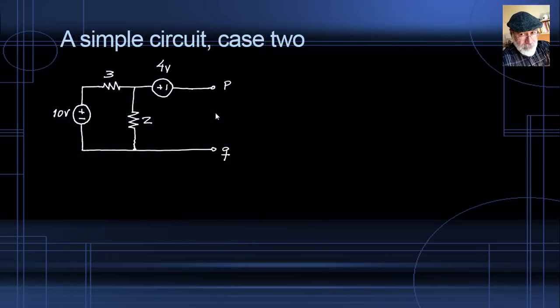Another exercise, another simple circuit, case 2. I've replaced the resistor on the top right with a voltage source of 4 volts. We again are asked to find VPQ, the voltage between P and Q, how much higher P is than Q. I ask you what is the current there. Again, it is the current into an open circuit.